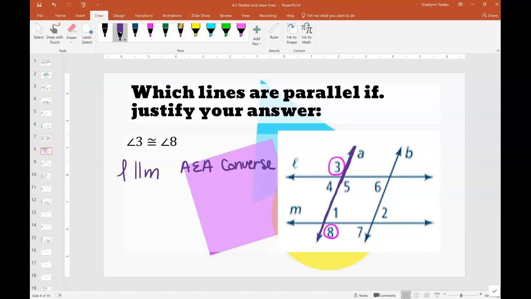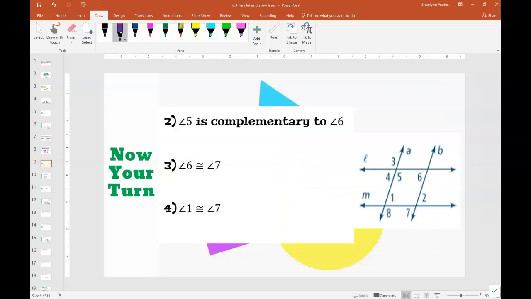Okay, because we're proving parallel, we are using the converse of the theorem. We're using the switched if and then. Okay, I want you guys to go ahead and try these three. It gives you some, that should say supplementary, it gives you some relationships to look at and compare, and then decide which lines would be parallel if that were to be true.